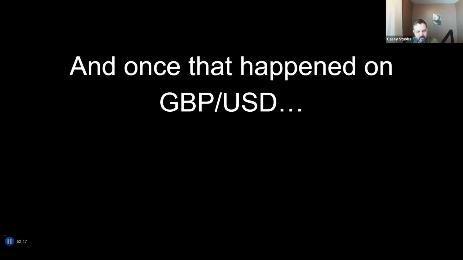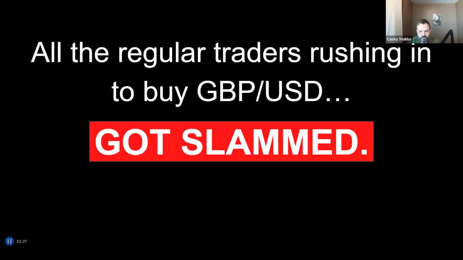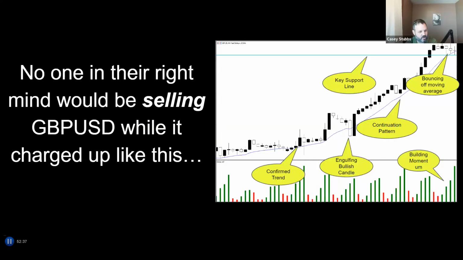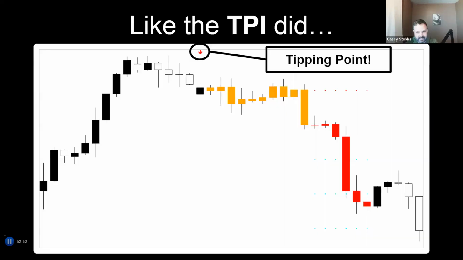And once that happened on pound dollar, they squeezed it straight down 295 pips. All the regular traders rushing in to buy the pound USD got slammed. And they didn't do anything wrong. No one in their right mind would be selling the pound US dollar while it charged up like this. Nobody would. Unless they knew how to spot the tipping point ahead of time, like the TPI did.